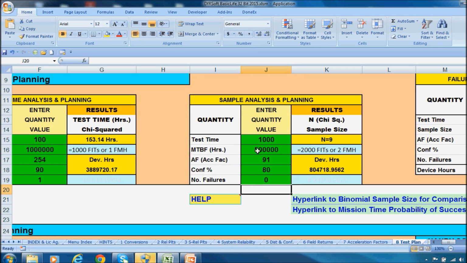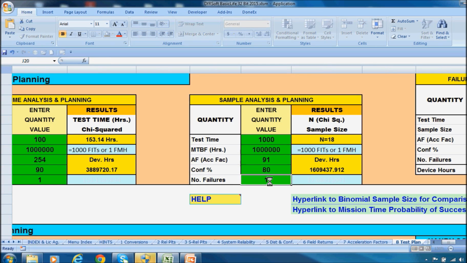What if we wanted, say, 1,000,000 hours? What would that be if we wanted to verify 1,000,000 hours? Let me just do that one. That says we would need a sample size of 18, or if we wanted one failure, 33. So that gives us an idea of what our accelerated test is.